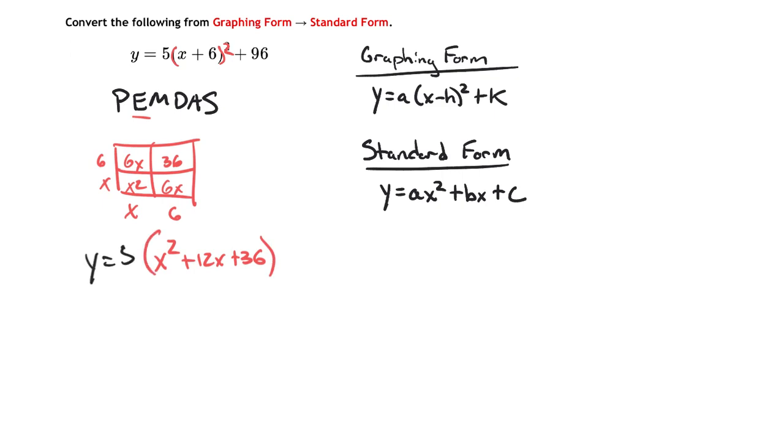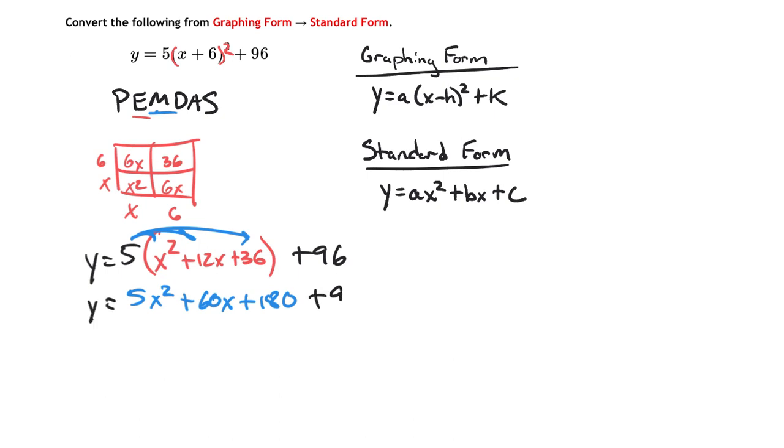You still have a 5 out in front of that parentheses and a plus 96 at the back of those parentheses. Following that, we're going to do our multiplication step, which means we have to do our distributive property with all those parts. So you have 5x squared plus 60x plus 180. And you have y equals that stuff plus 96 still.